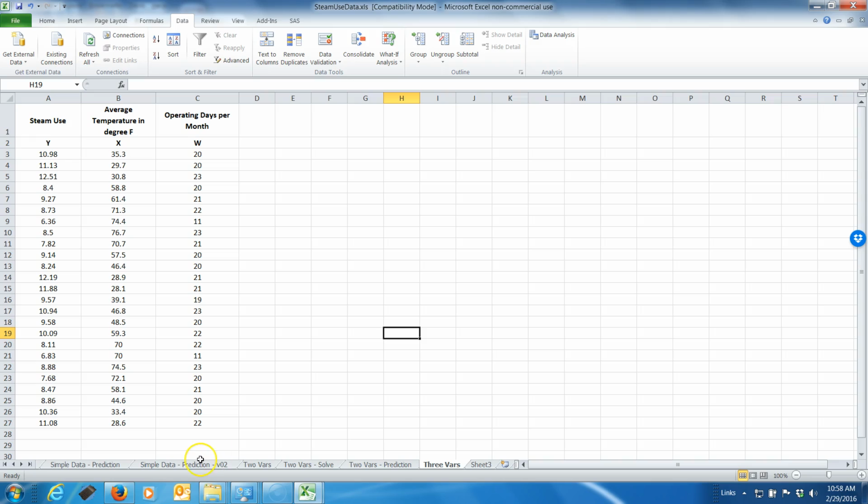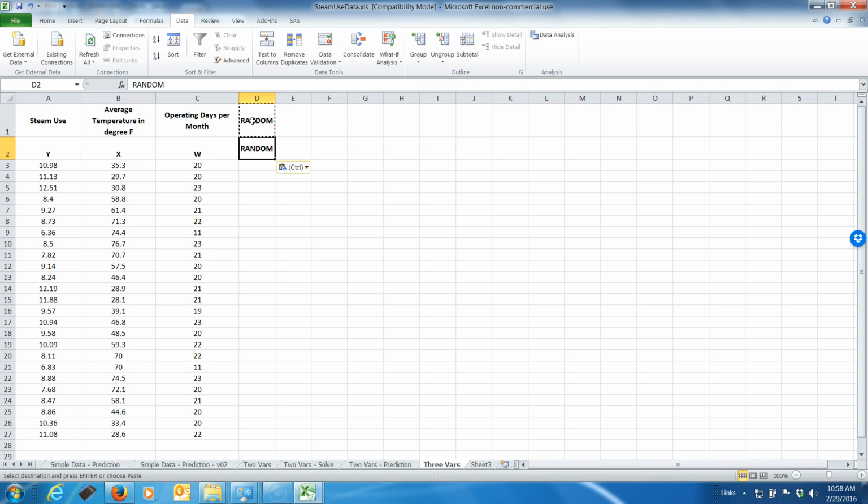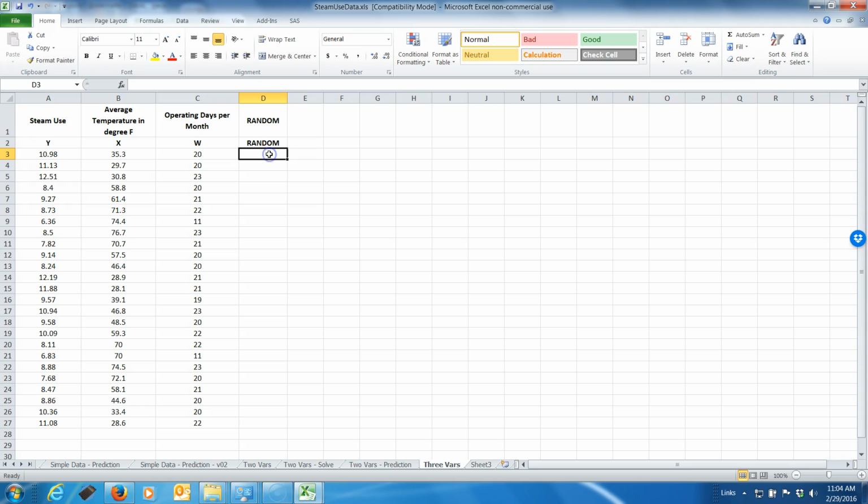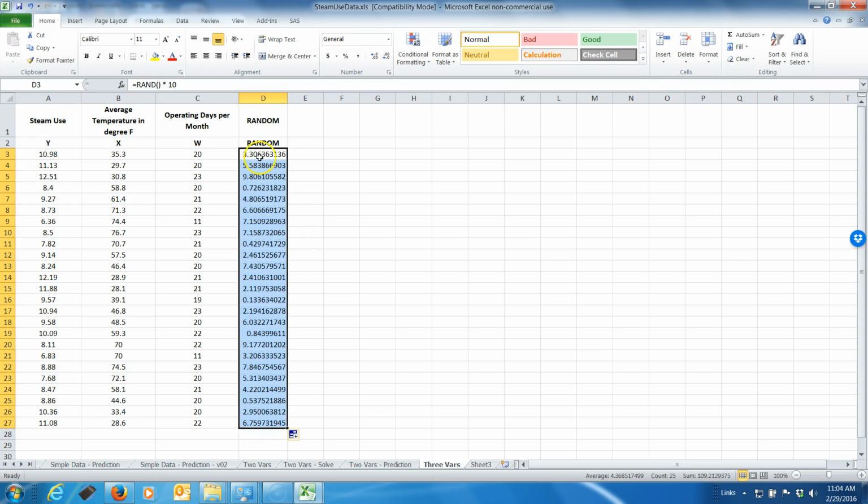So let's finish up with one last exercise. Let's create a random variable here. We're going to call it random. And so we're going to use the random function here in Excel, random. And see, that gives us a random number. So we're going to do that, say, times 10. And it's going to give us a random number. And let's just go all the way down here. So we know that this variable is not predictive of the steam use because, again, it's a random number we're pulling out of a hat.